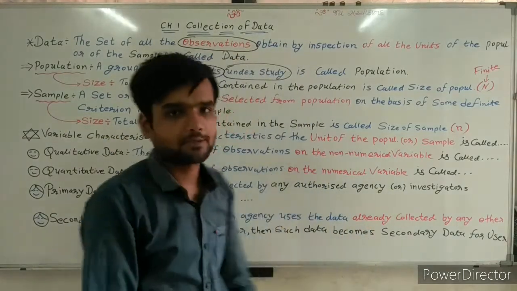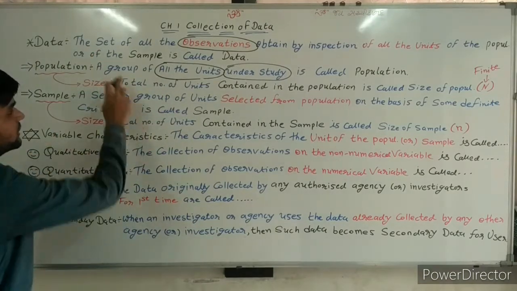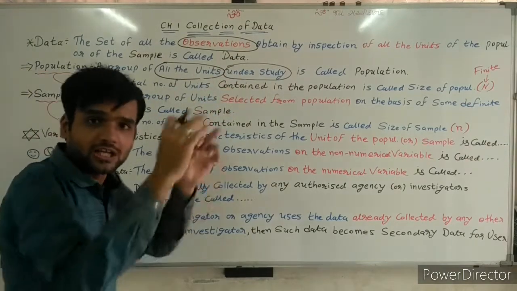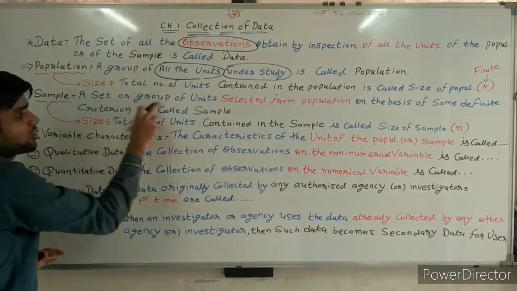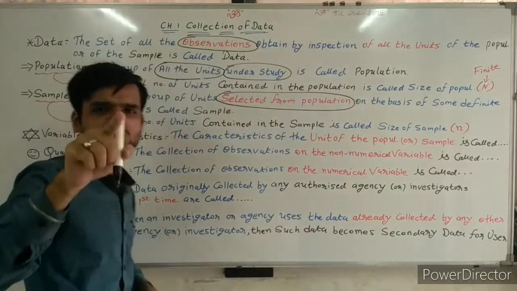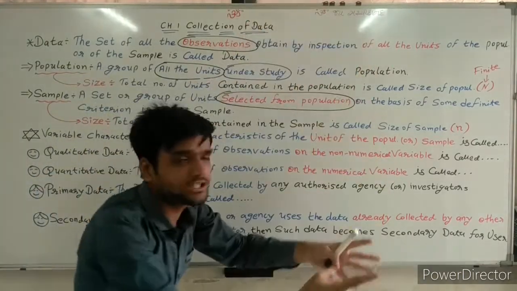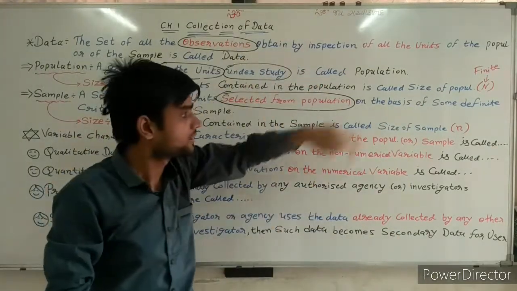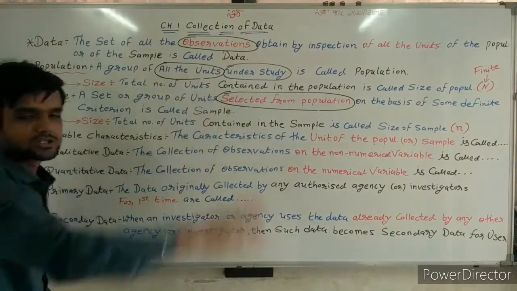Now, the definition of sample. See, a sample is a set or group of units. Here also, what do I need to study? 11th commerce. Then all units of 11th commerce are called population. But here, a set or group of units selected from population. That is very important. From all the subjects, we are selecting accounts and statistics. That selection from population on the basis of some definite criterion is called sample.